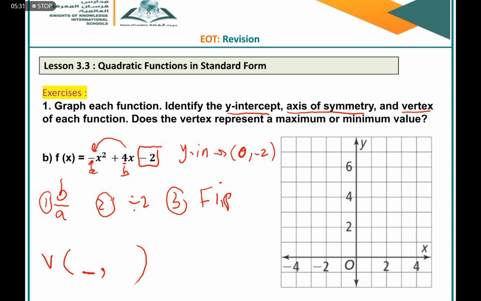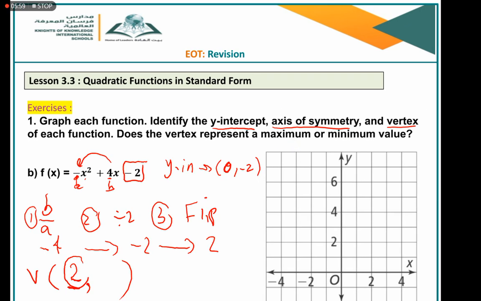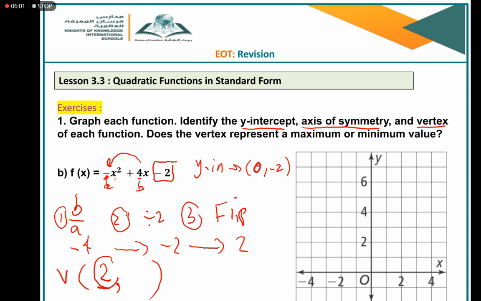I do b over a. So 4 over negative 1 gives me negative 4. Then divided by 2, it will be negative 2. Flip it, it will be 2. So here I have 2. Are you happy with that? Now, after I finish this, I take the 2 and put it in the equation here. Don't forget that.